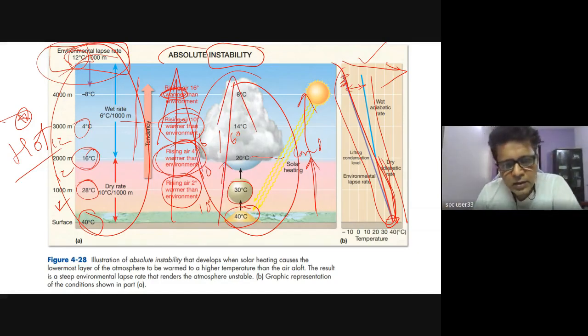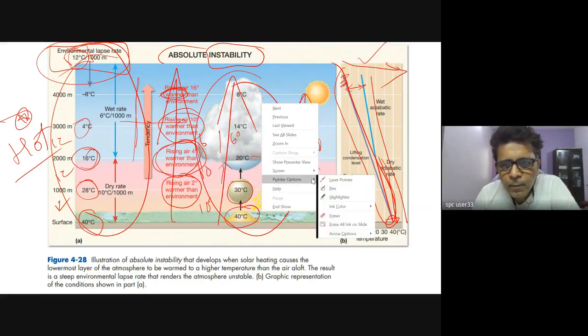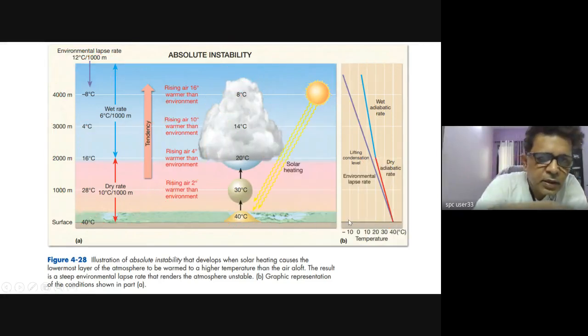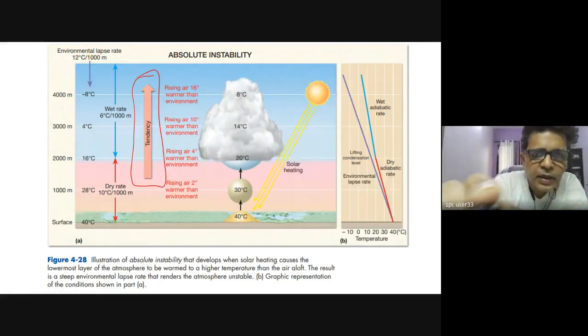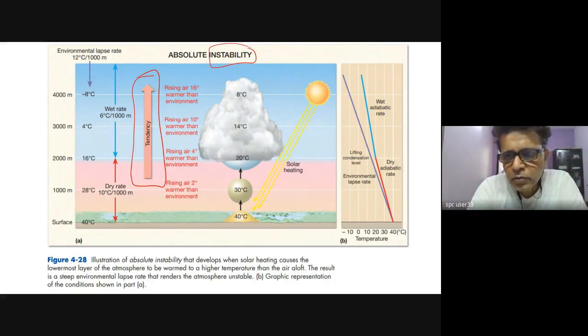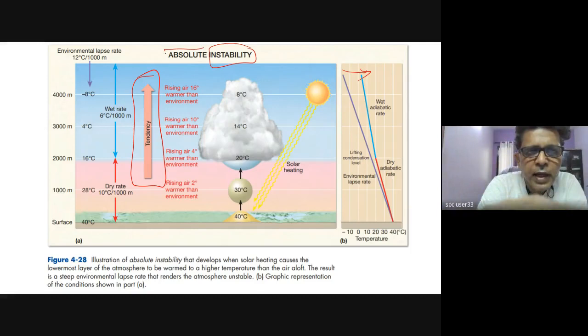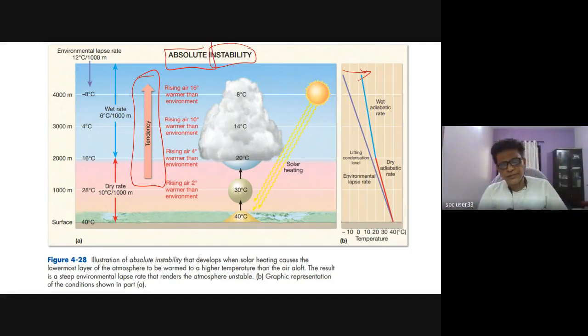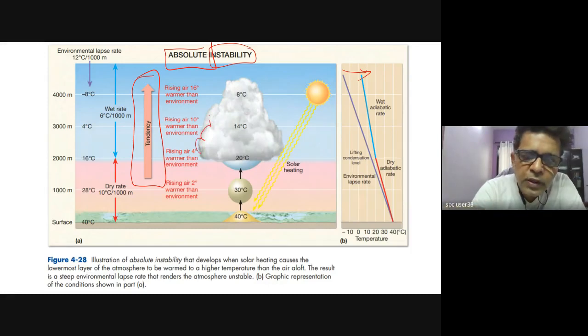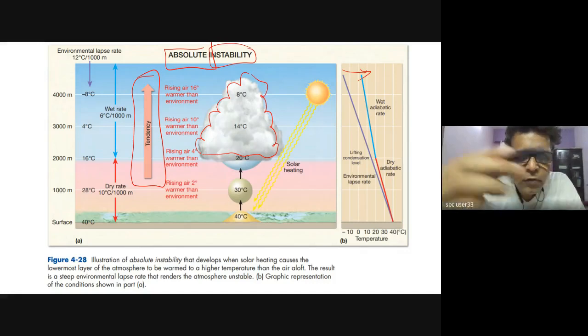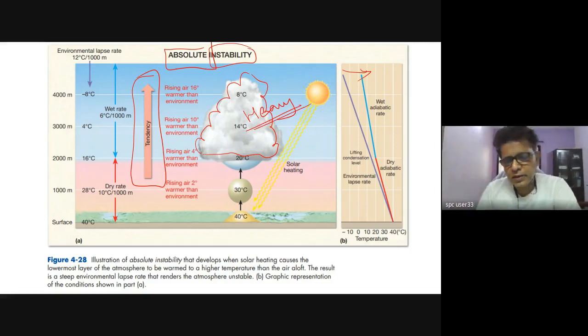The tendency is to go up, and that is why it is unstable, and at whatever height it is always to the right, and that is why you call it absolute instability. Cumulonimbus clouds will develop because of this, and heights could vary from 4 kilometers to 5 kilometers, and you would be having heavy rains because of absolute instability.